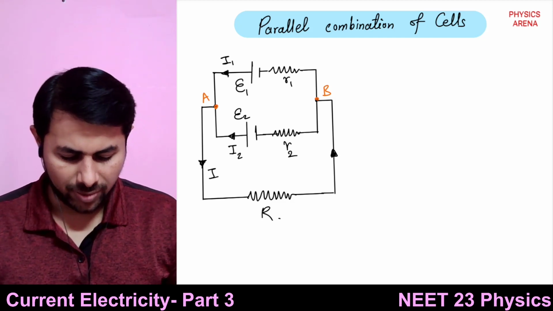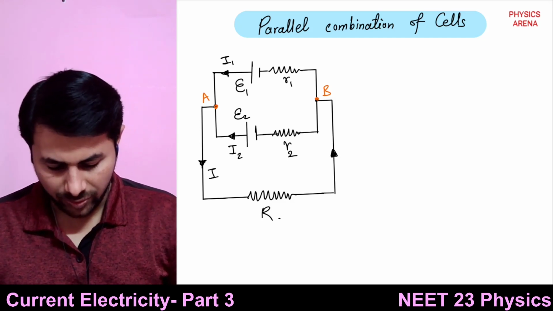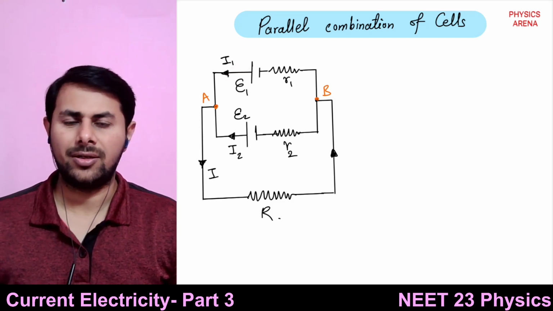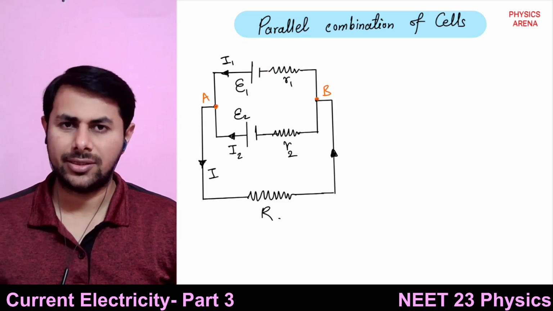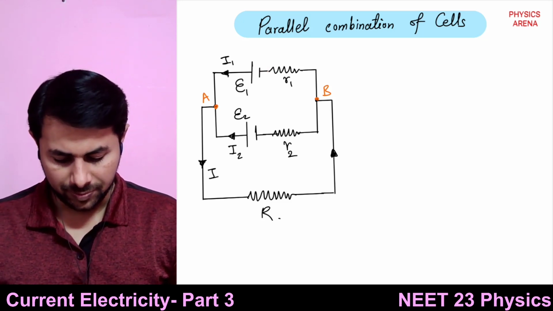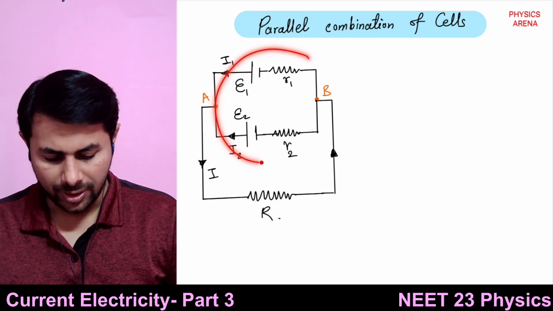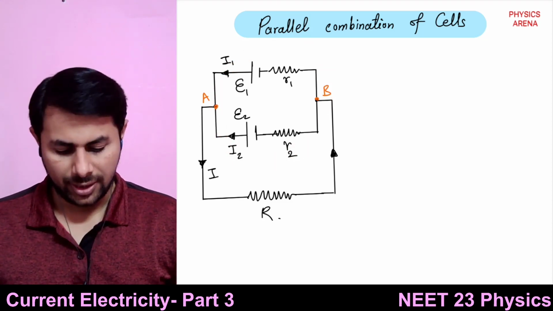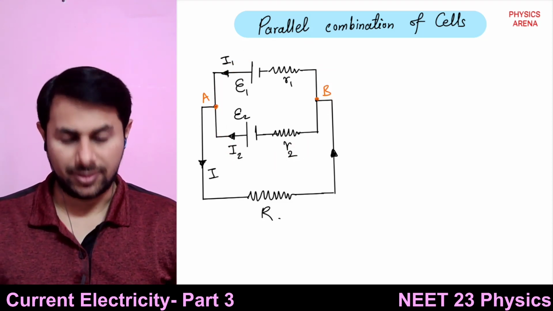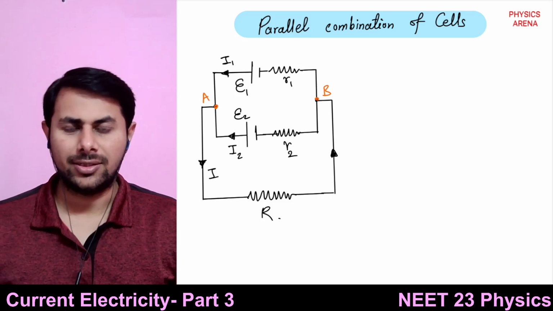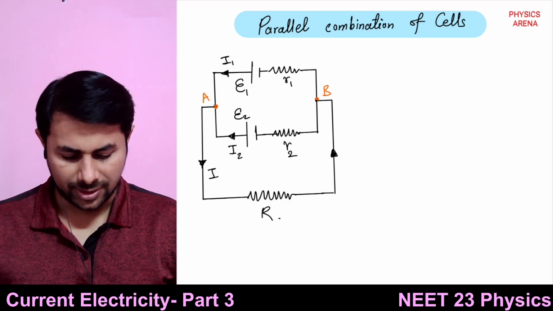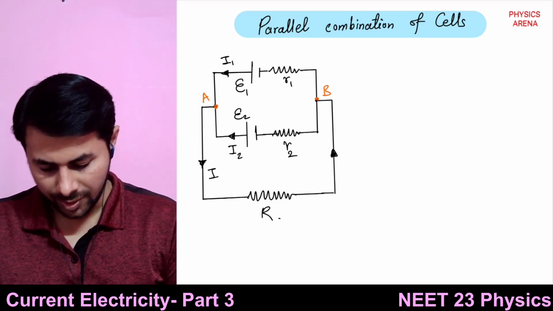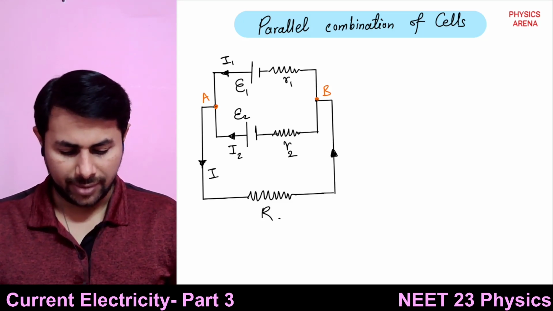So let us see the parallel combination of cells. So now we have these two cells connected in parallel combination. Their EMFs are epsilon 1, epsilon 2. Internal resistances are R1 and R2. And we want to find out the equivalent EMF and equivalent resistance. So the equivalent resistance is simple, this is a parallel combination, so it will be the resistance of the parallel combination. Now what about EMF?